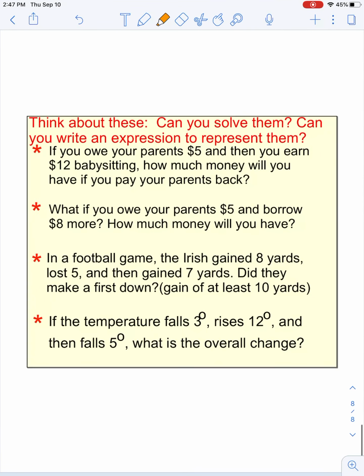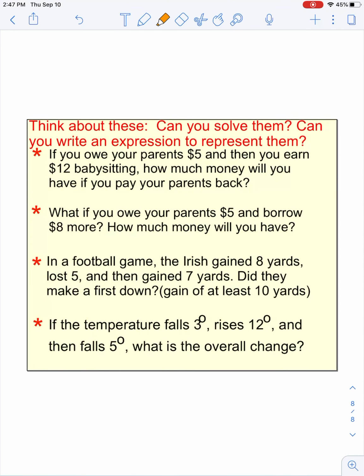And here's some review from yesterday. It says, think about these. Can you solve them? I know you can solve them. I'm confident. But can you write an expression to represent them? Can you write a number sentence that expresses the answer? So go ahead and give these a try, and then pause the video and then check back.